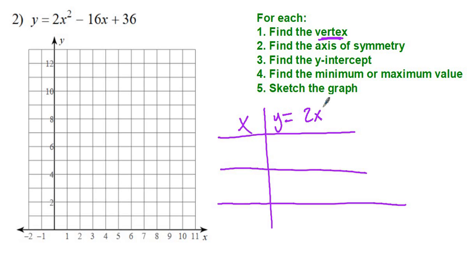By the way, we can already tell even before graphing that this is going to open up because our a number is positive in this case. It's positive 2. So let's find the vertex.